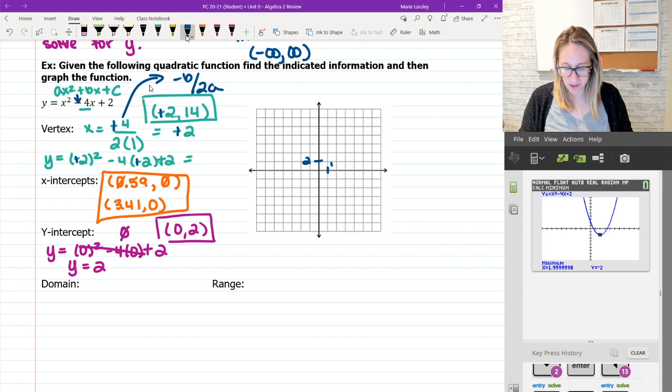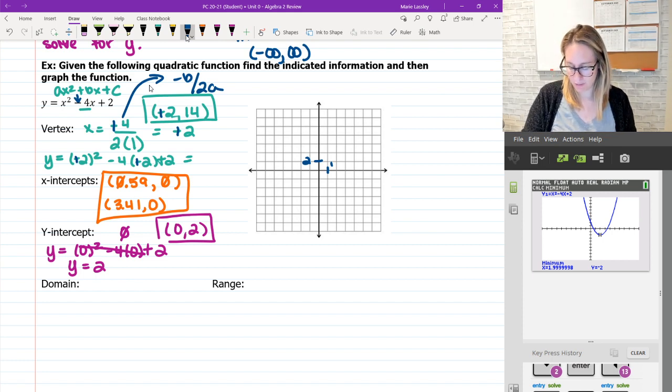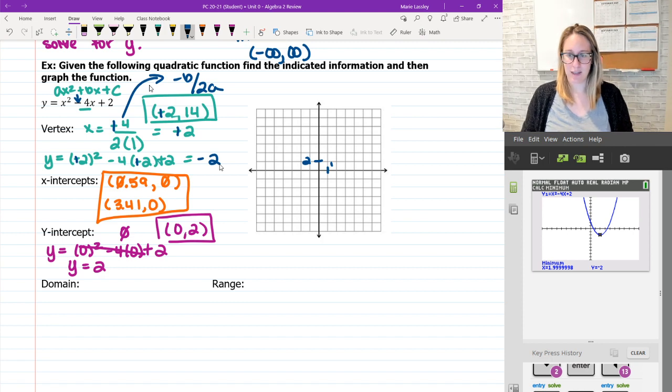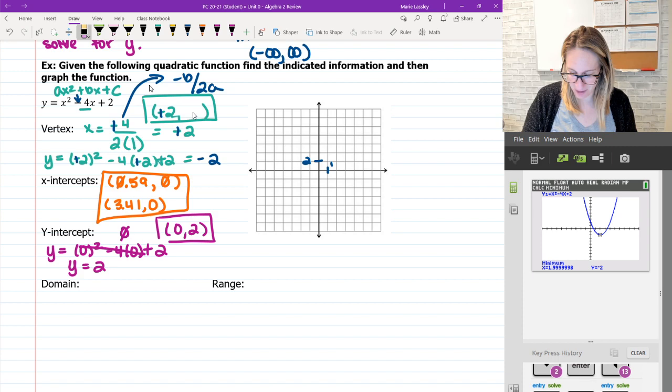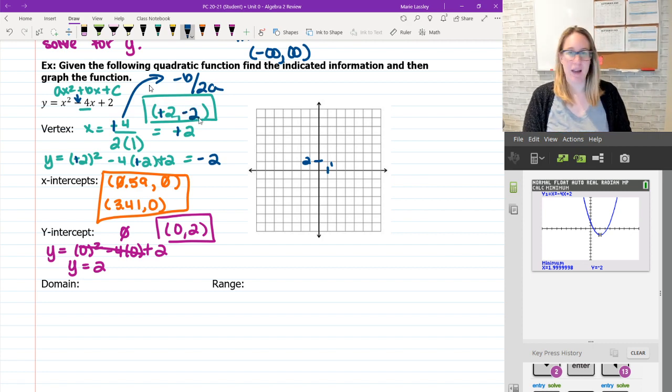All right. So we have 2 squared minus 4 times positive 2 plus 2. So this is 4 minus 8 plus 2. So 4 minus 8 is negative 4, plus 2 is negative 2. Yes, that is right. So this should not be 14. This should be negative 2. Excellent. Which means we don't have to scale our axis. It can just stay normal.